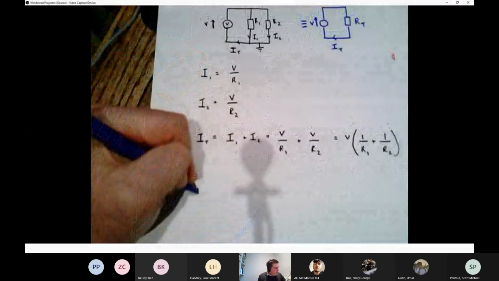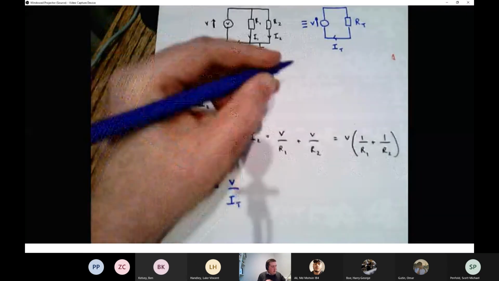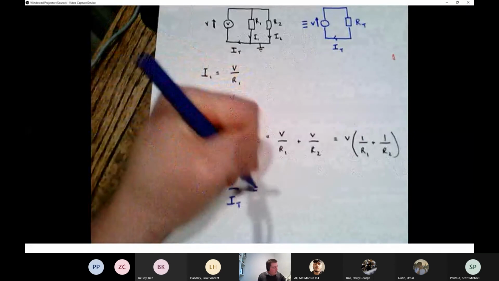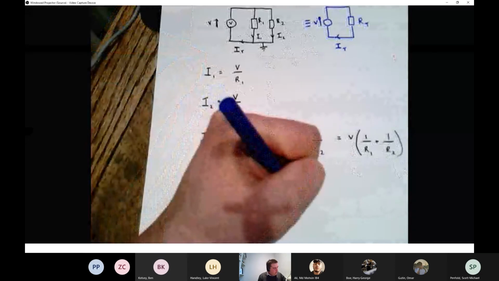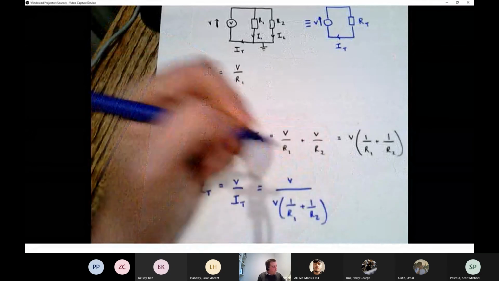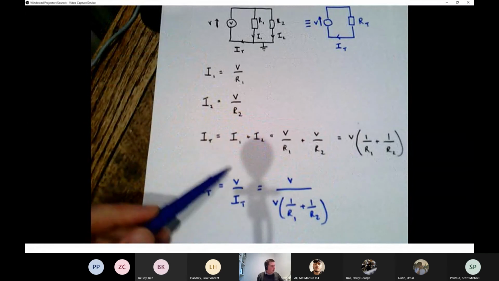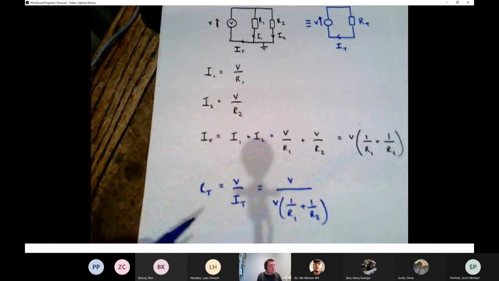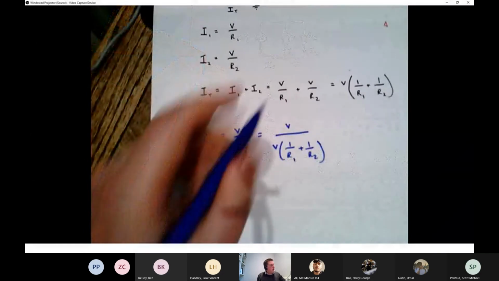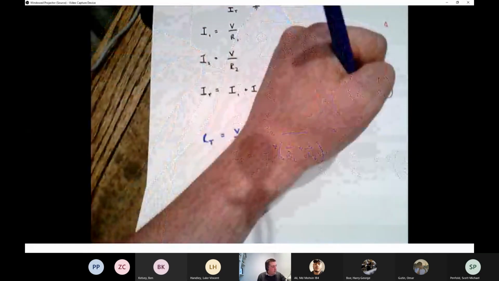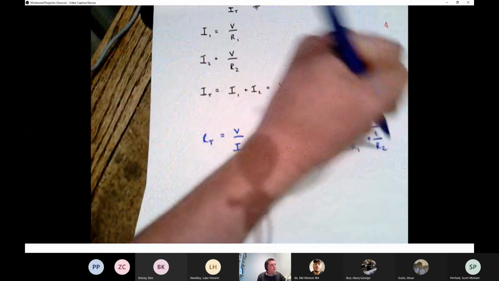So we can say, OK, RT equals V over IT, which equals V over V times (1 over R1 plus 1 over R2). It's V over IT, and V over this. We've just calculated IT and I've written it into my new equation. The V's will cancel out, and so it's 1 over R1 plus 1 over R2.